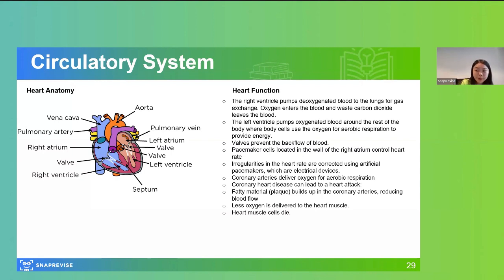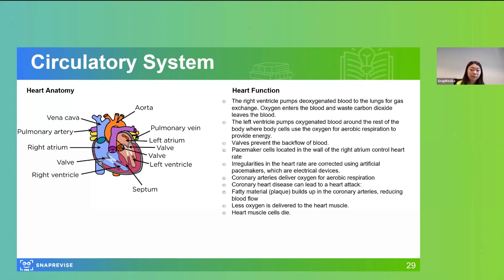Okay, the coronary arteries. This is not labeled on the diagram. I think this was very tricky. I never knew you needed to know where it was, but in my GCSE, I was asked where the coronary arteries were. So look at different diagrams. Coronary arteries deliver oxygen for aerobic respiration. That is their main function, they're the main arteries that deliver oxygen to the heart.